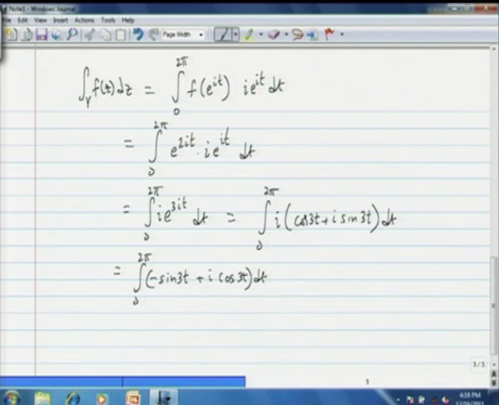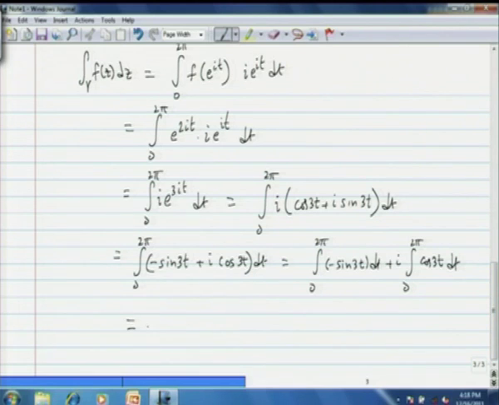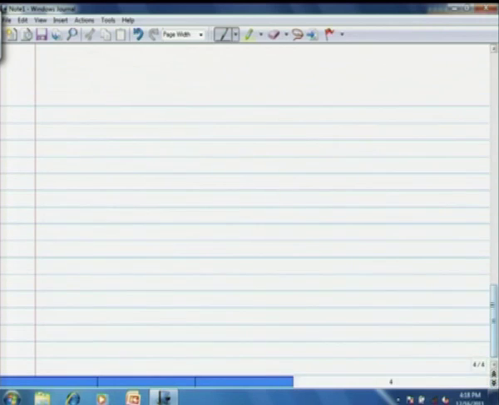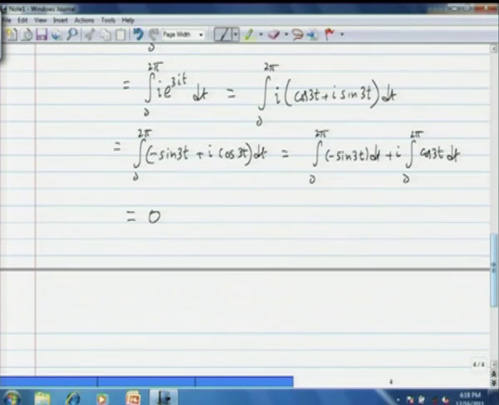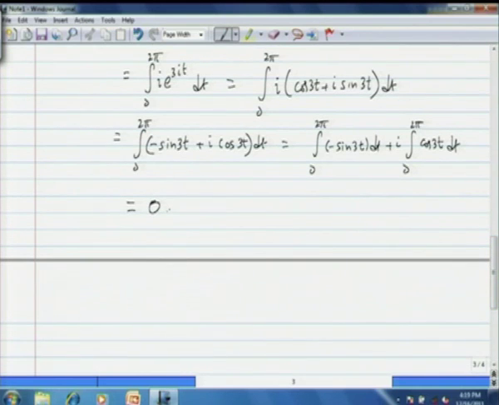Okay. So, now the integrand is a real parameter function, and it is complex valued, and we have seen how to integrate such a function. It is integrated by separating it into the real and imaginary parts. So, you get integration from 0 to 2 pi of minus sin 3 t dt plus I times integration from 0 to 2 pi of cos 3 t dt, which is clearly 0. Okay. So, that is how we compute these integrals.